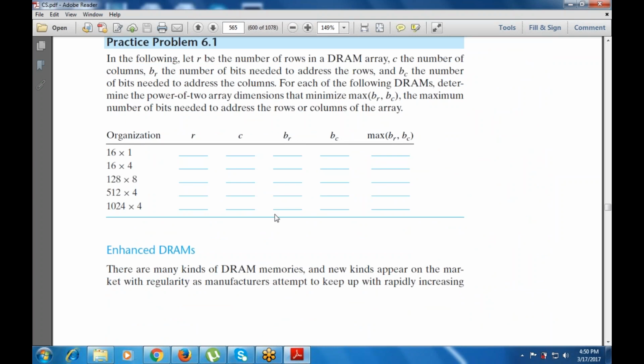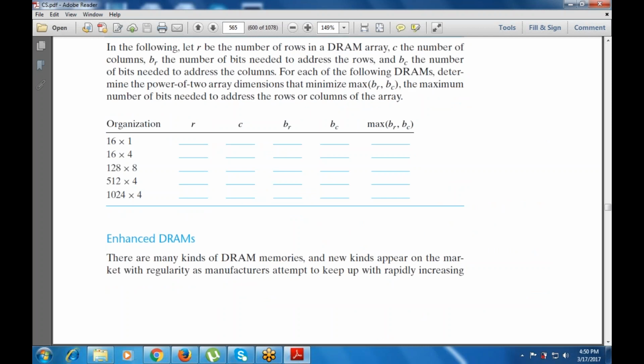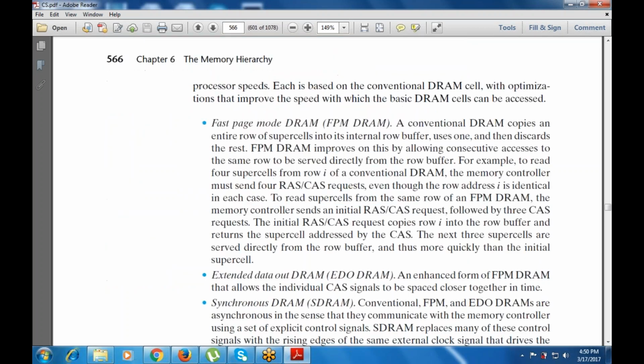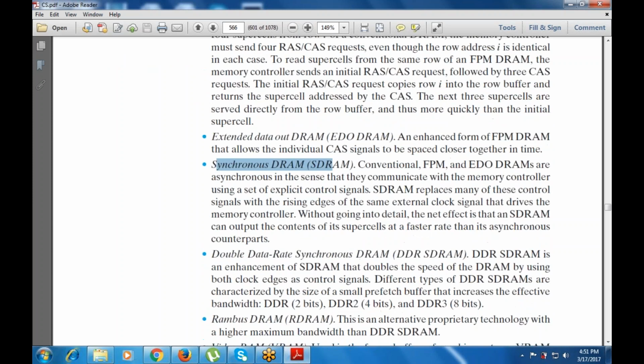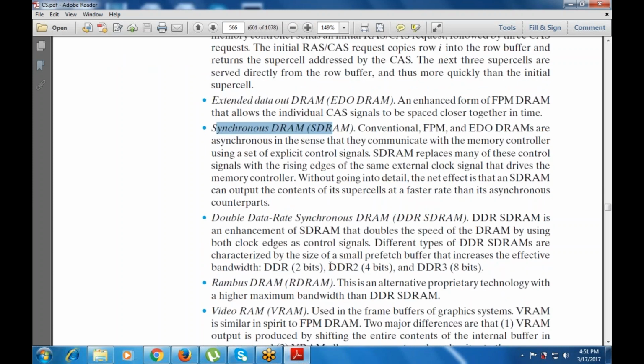New kinds of DRAM appear on the market with regularity as manufacturers attempt to keep up with rapidly increasing processor speed, and each is based on the conventional DRAM cell with optimizations that improve the speed at which the basic DRAM cell can be accessed. These include fast page mode DRAM, extended data out DRAM, synchronous DRAM, double data rate synchronous DRAM, RAMBUS DRAM, and video RAM.